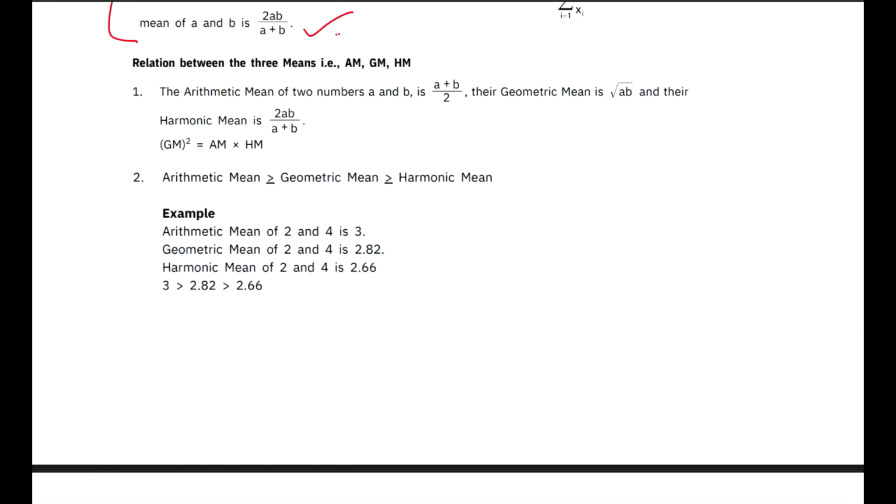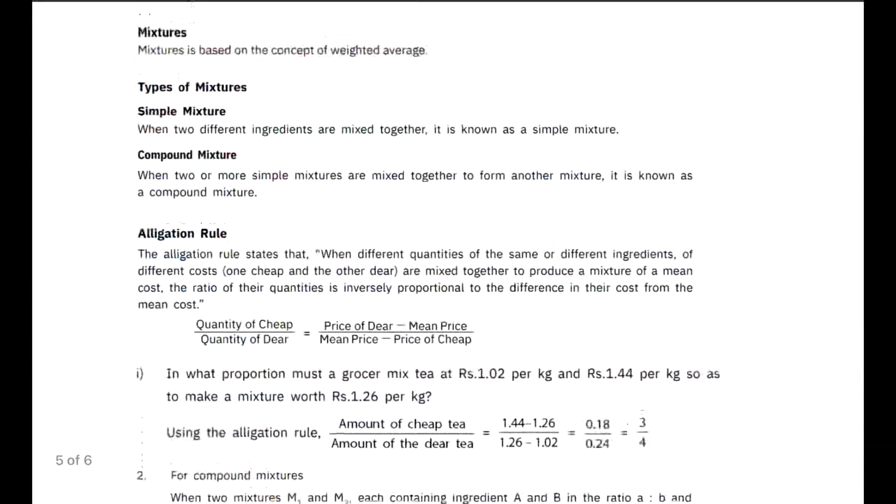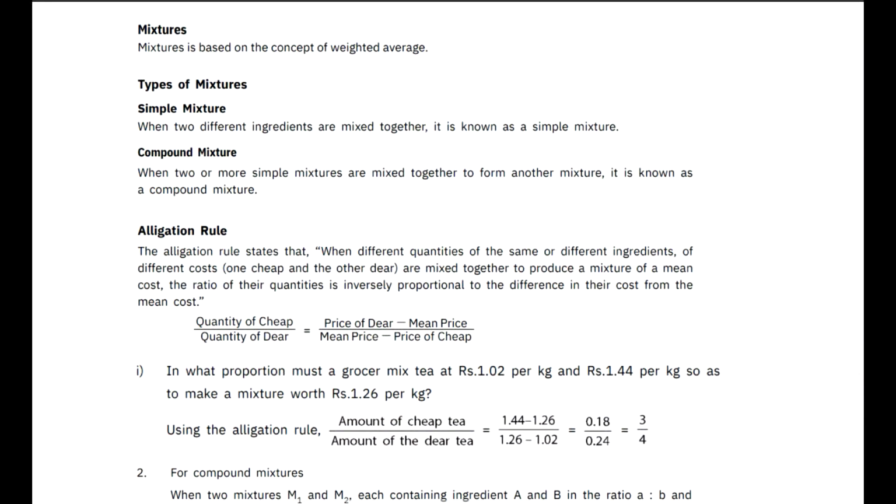Now moving to two relationships which will help you. One is that the GM square, that is geometric mean square, is the product of the arithmetic mean and the harmonic mean. So with the help of this data, if a question talks about arithmetic mean and harmonic mean, you can calculate GM and vice versa, whatever is your asked question. Similarly, the arithmetic mean would always be greater than equals to the geometric mean, and the geometric mean will always be greater than equals to the harmonic mean of the same data. I'll repeat it again.